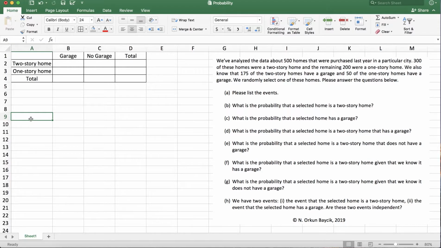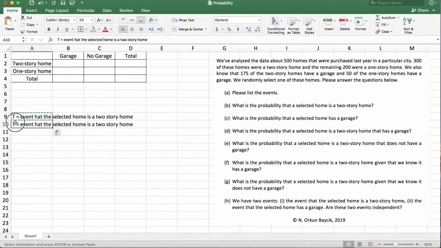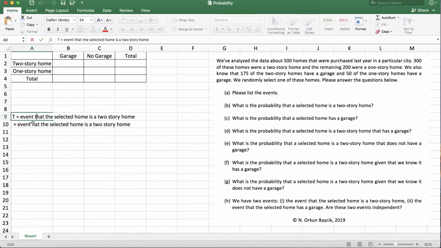The first one is going to be, let's say it is T. Event T is the event that the selected home is a two-story home. Okay, so this is my first event. And the second event could be that the selected home is a one-story home. Okay, so I'm going to define it by using the letter O. So T is the event that the selected home is a two-story home, and O is the event that the selected home is a one-story home.